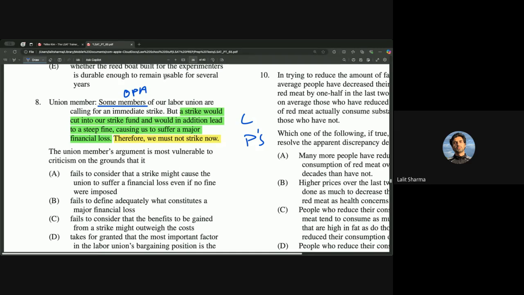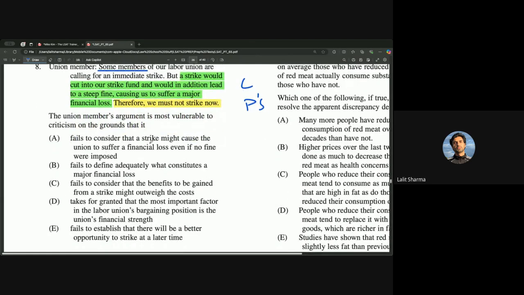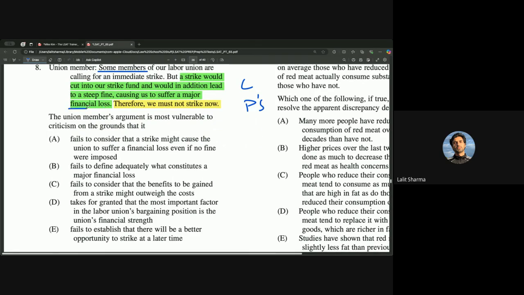Got it? Okay, so what you're saying is, yeah, there might be a financial loss. However, that's not the only thing that matters when it comes to striking. So is there an answer choice down here that aligns with what you're thinking? Bills to consider a strike may cause the union to see? I think so. That's exactly what you said, right? Yeah, the benefits. There could be benefits. There you go.